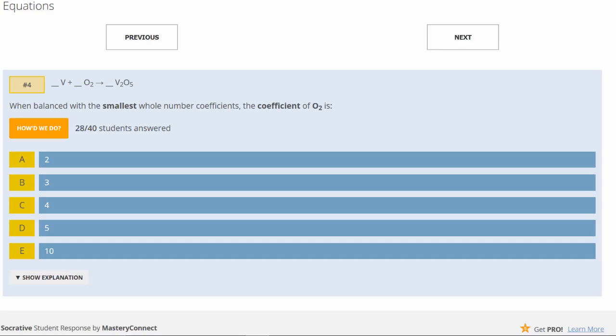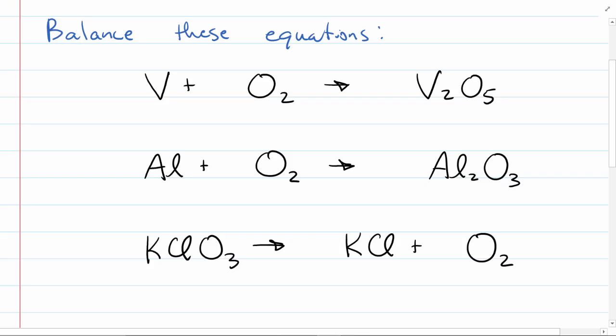Count down 5, 4, 3, 2, 1. The correct answer here is a 5. When we talk about the coefficient on the O2, it's a 5, because if we went through and balanced it, the coefficients are, from left to right, help me out, 2? I don't think it's 2, is it? 4. Then 5, then 2.